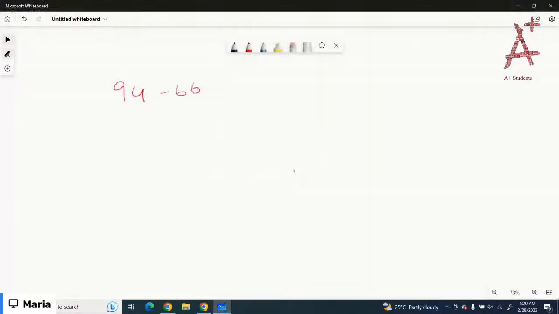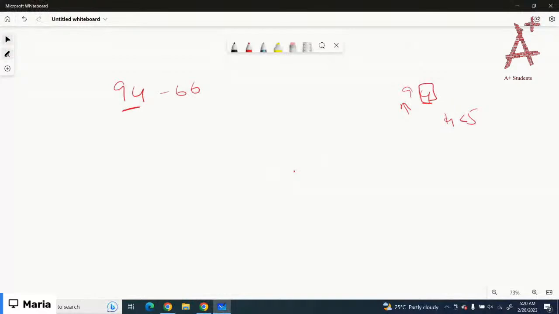94 minus 66. So just round off 94. Got it? 9 is at the tens position. So just look at the digit right next to the tens position. You have 4. You have to compare this number to 5. So is 4 greater than 5 or less than 5? 4 is less than 5. Got it?